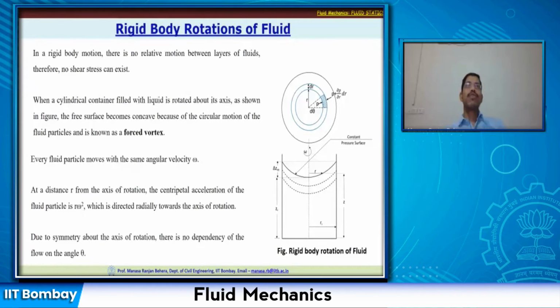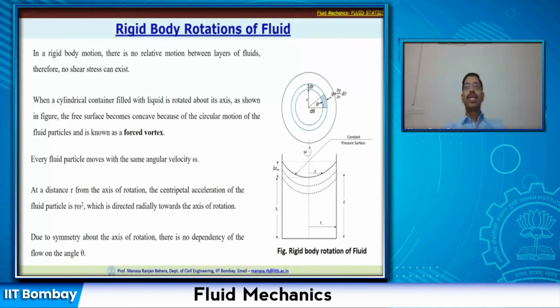Now this circular motion of the fluid particles is called a vortex, forced vortex. Okay. So in this, every fluid particle moves with the same angular velocity, that is omega, with which the tank is rotating. So the tank is rotating with omega, and each particle in this is also rotating with the rotational angular velocity, that is omega. So if all the particles are rotating with angular velocity omega, then obviously there is no relative displacement or relative motion either in the vertical direction or horizontal direction, so there is no shear.